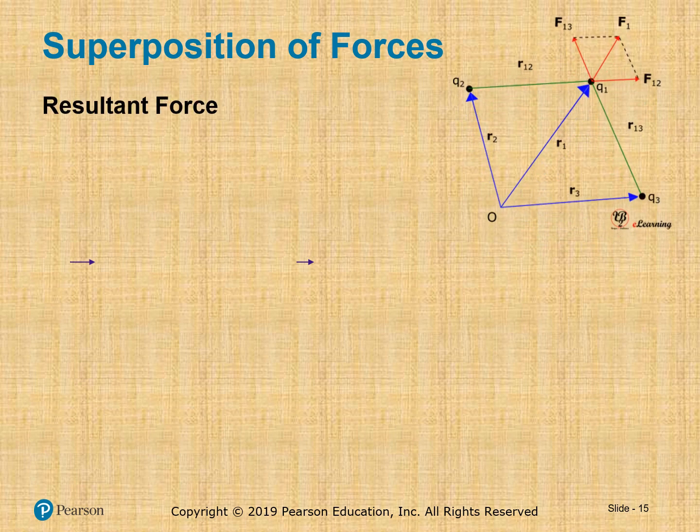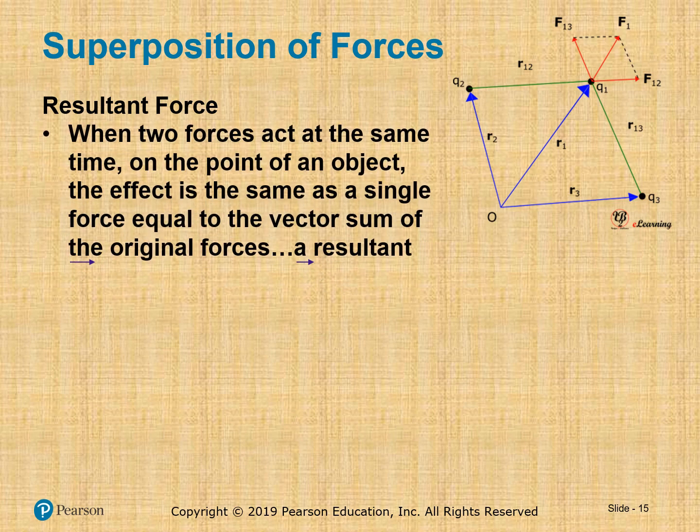Superposition of forces. Basically, we're looking at the resultant force. When two forces act at the same time on the point of an object, the effect is the same as a single force equal to the vector sum of the original forces. A resultant equals force 1 plus force 2 plus force 3. It's the sum of all those forces, and that will give you your resultant.